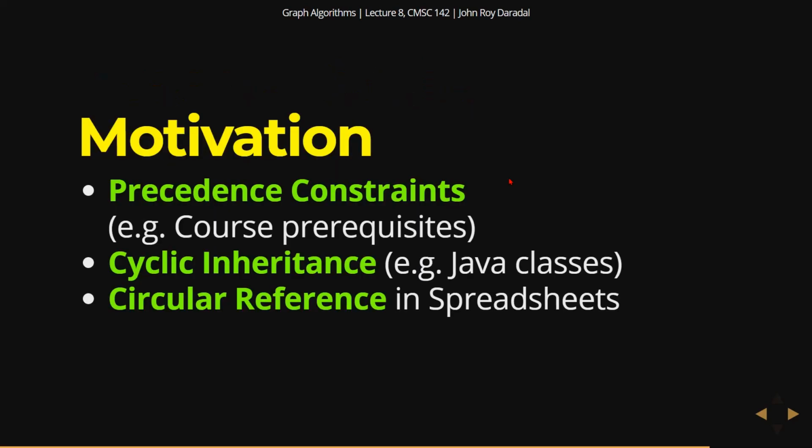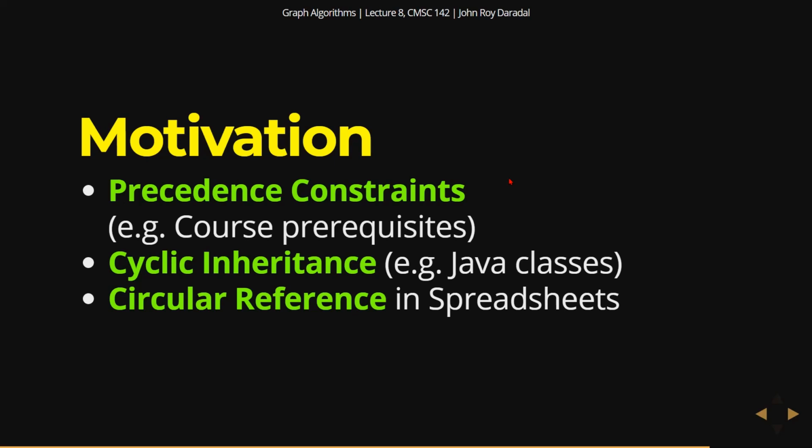Okay, so why are we interested in topological sorting? Some applications include precedence constraints, like course prerequisites, for example. So you need to take ComSci 57 before ComSci 123, and then ComSci 123 before ComSci 142. So how do you order them such that all the prerequisites are done before the required course?